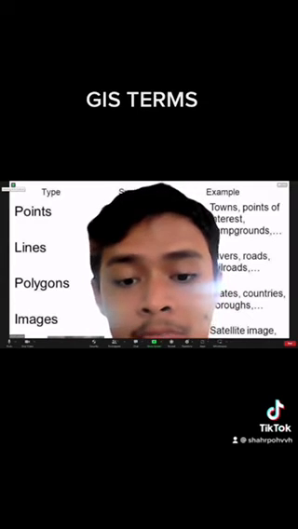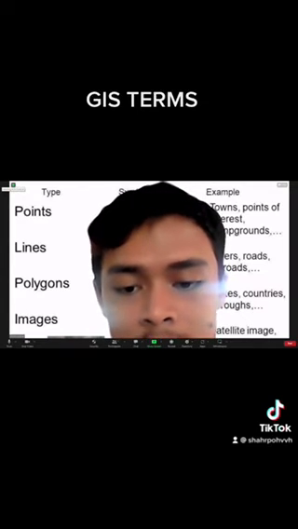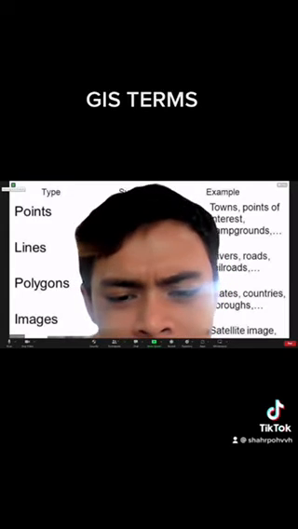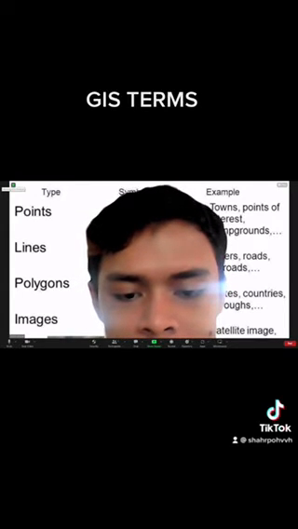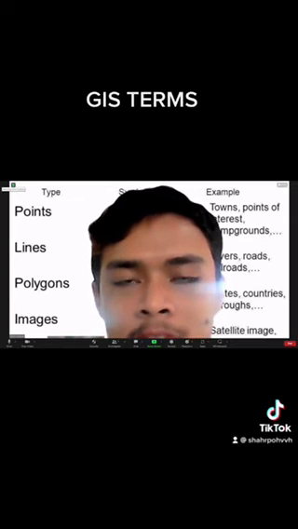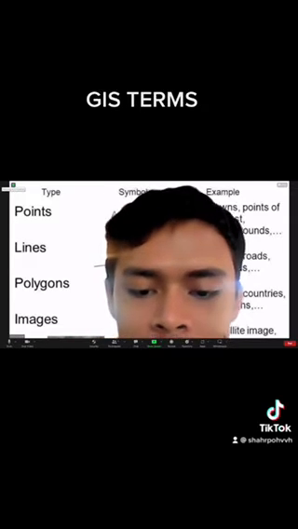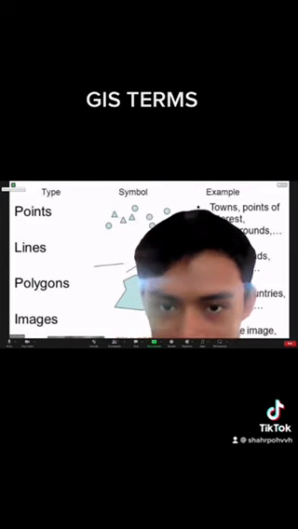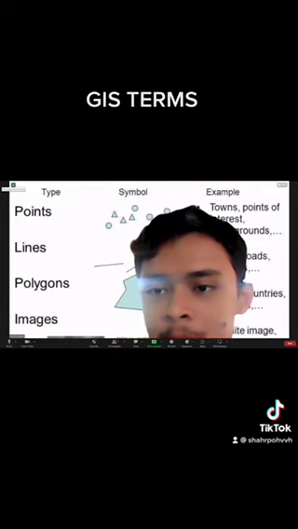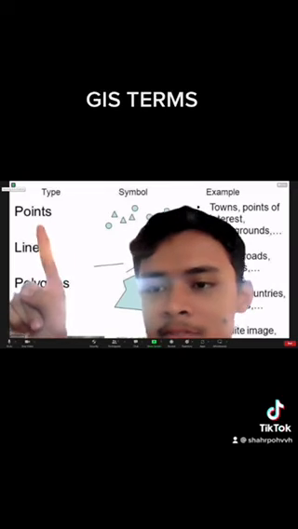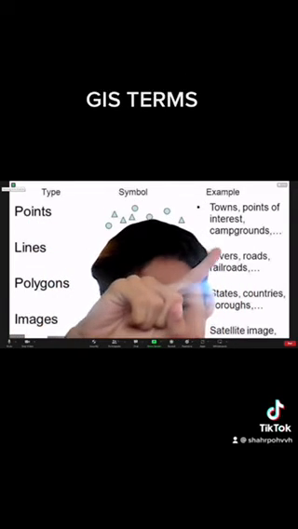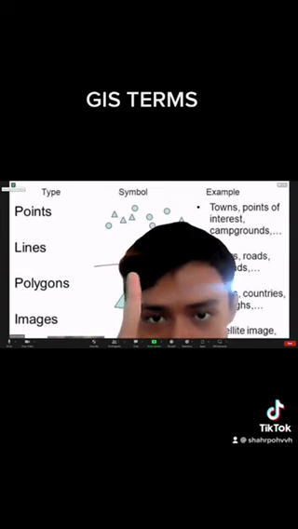when there are not enough polygons to depict the characteristic. The term point is used for instance for population, housing, and so on. That's for point. If we look at my finger pointing, examples like this are town, point of interest, capital, ground symbol like this.